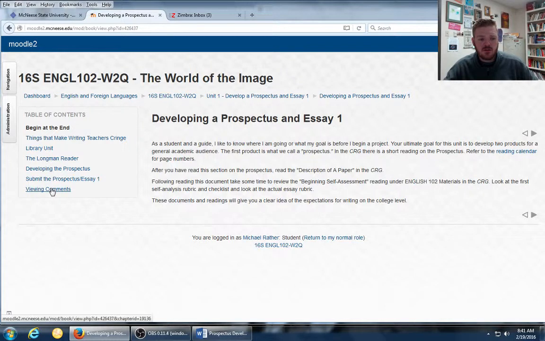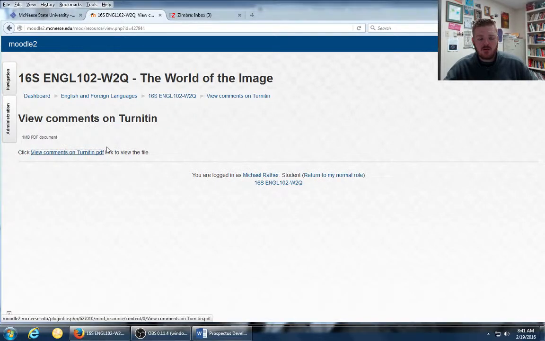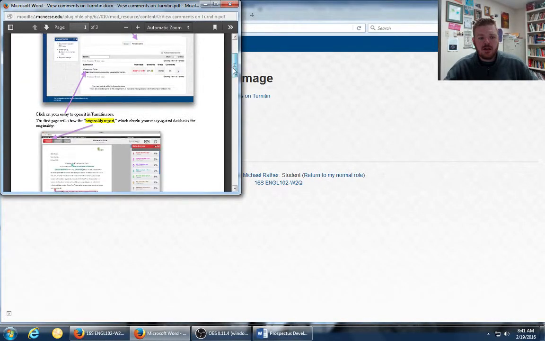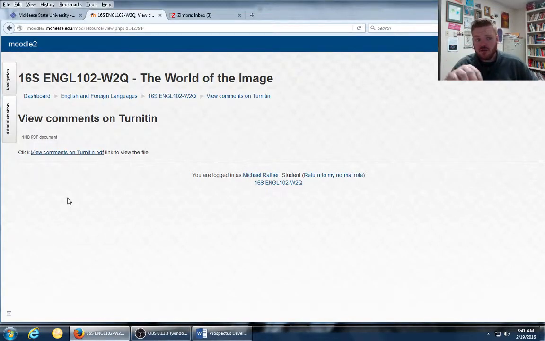When you go to this, you see that I have a final chapter here, viewing comments, and this is a document that talks about how you can view comments on Turnitin. Now this is for the early Turnitin assignments. I'm not going to go in and comment a lot on these essays in line-by-line ways unless I see that there's some glaring issues that are already covered in things like things that make the writing teachers cringe, your CRG that you should have already dealt with in 101. So if those issues that should have been dealt with in 101 reappear in this prospectus, I will comment on your paper and then expect that those issues not appear in the next essay.